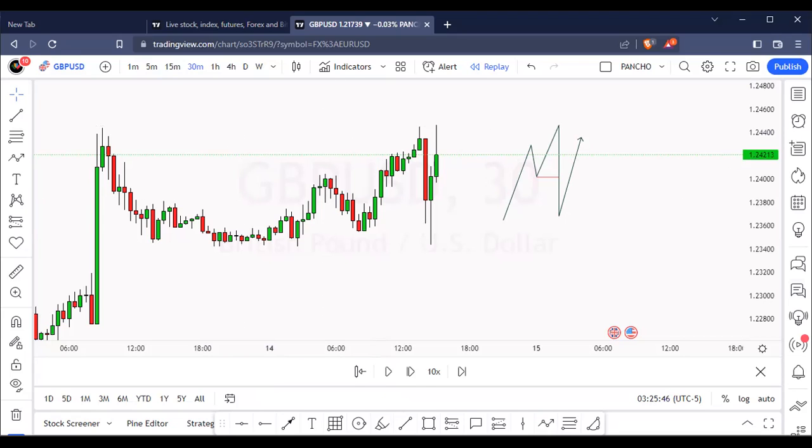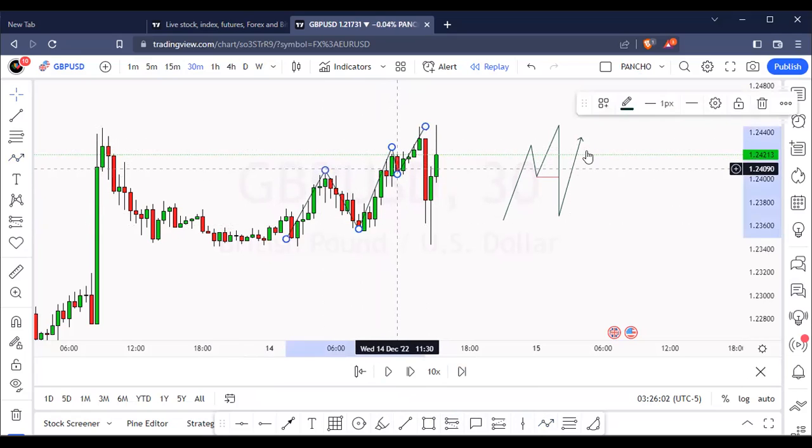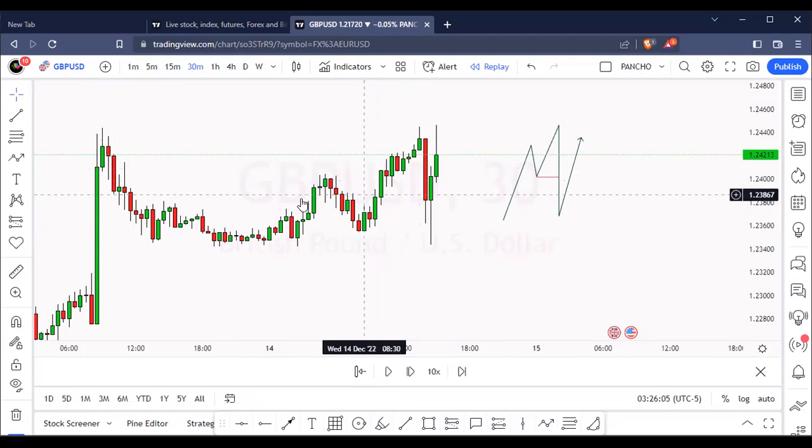I'm taking this one here. No, I'm taking from here. We had this, then a big move. Then I'm taking this one, this red candle here. Okay, this level here.